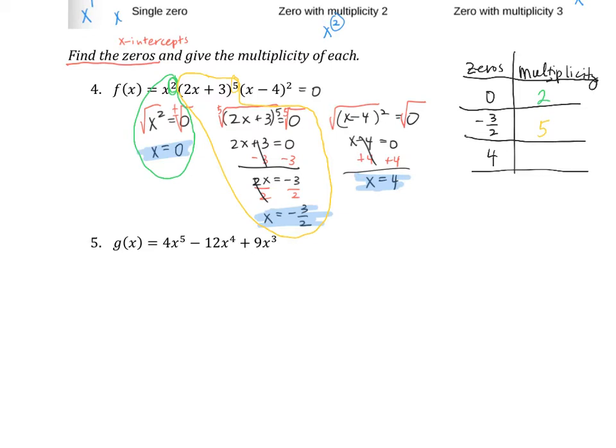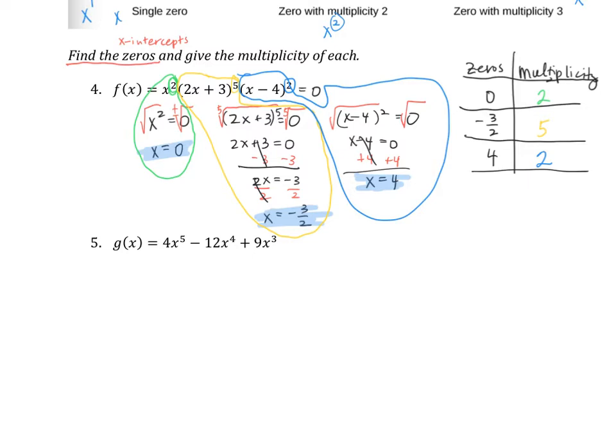And then finally, I have the last factor. There's all the work that goes with it. The zero is 4. The exponent is 2. So the multiplicity is 2. So finding the zeros is the same thing as finding the x-intercepts. It's just in this case, you don't have to write it as an ordered pair. You could just write the x values, right? And then the multiplicity, again, is the exponent on that factor.